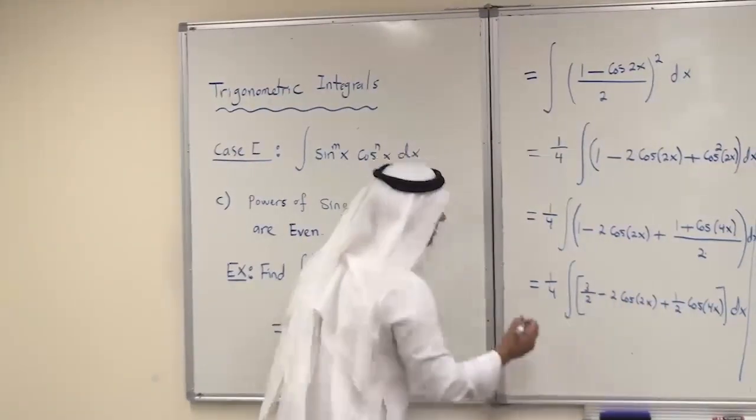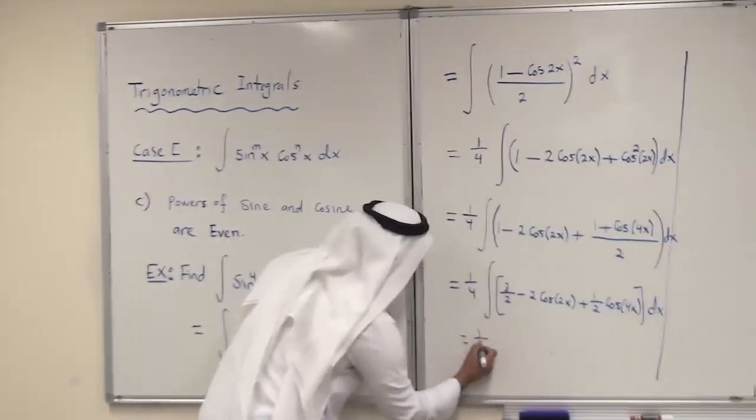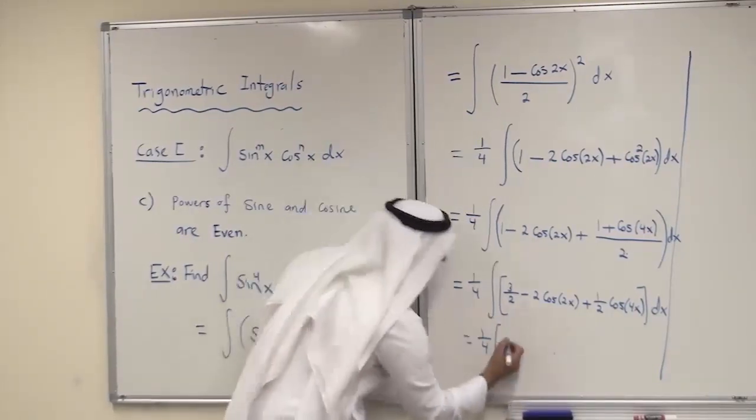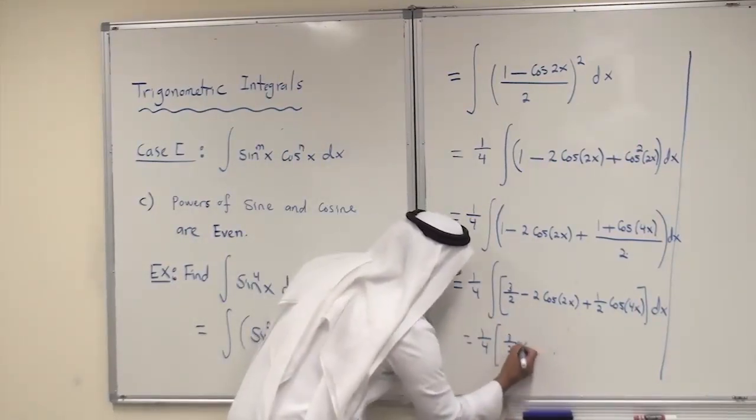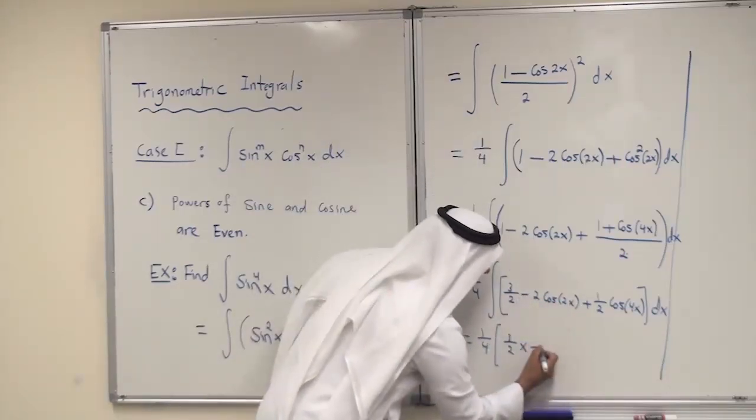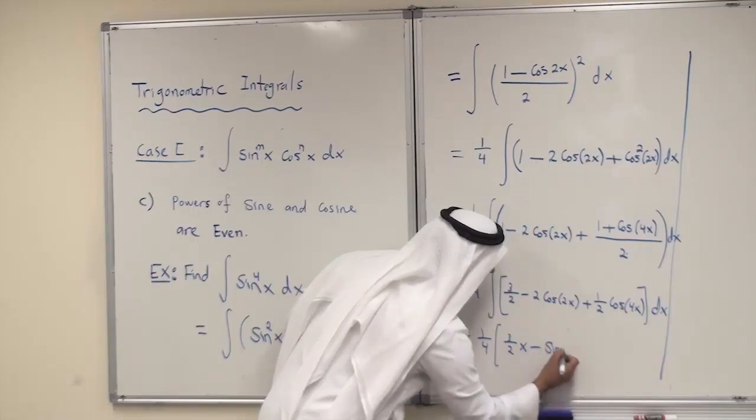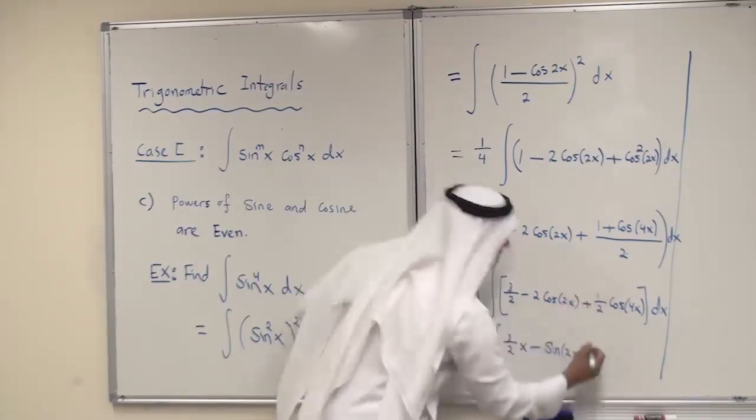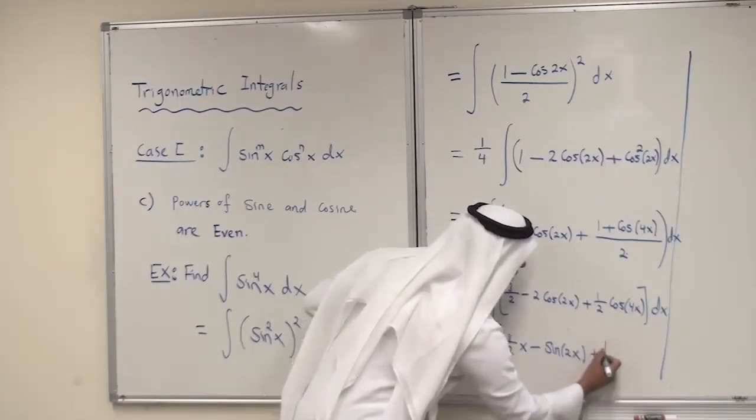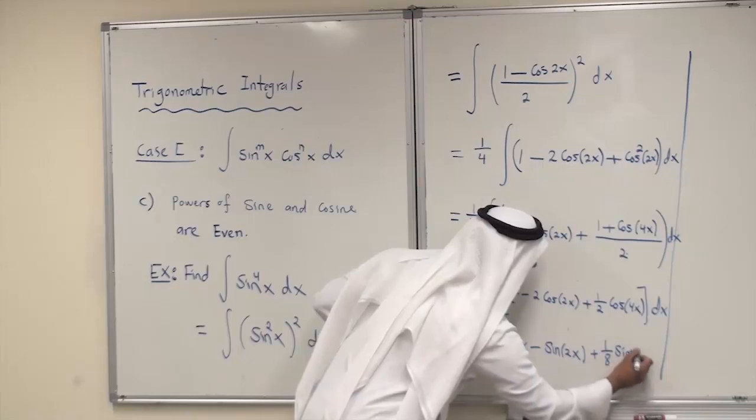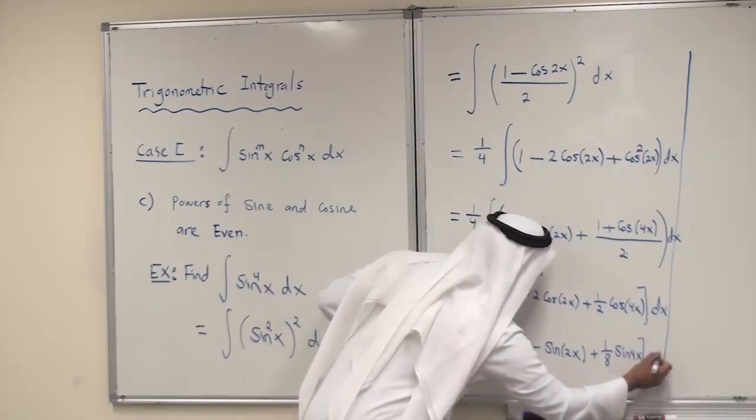So what is the final answer? It is 1/4 times the following terms. That will give me 3/2 times x. What is the integral of cosine 2x times 2? That is nothing but sine of 2x directly. Okay. And what is the integral of cosine 4x? It is 1/4. So this will give me plus 1/8 sine of 4x. And finally, I need to add a constant of integration.